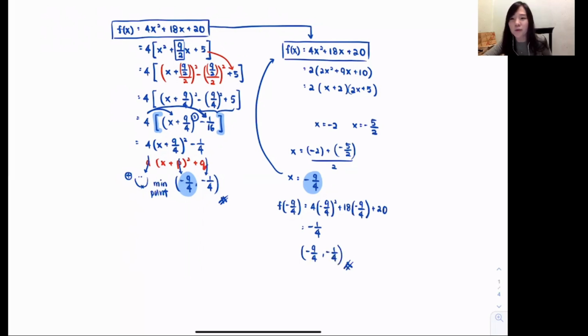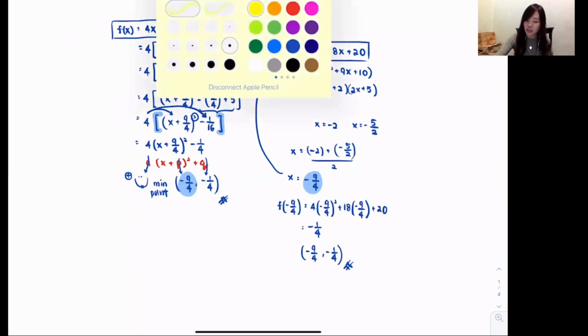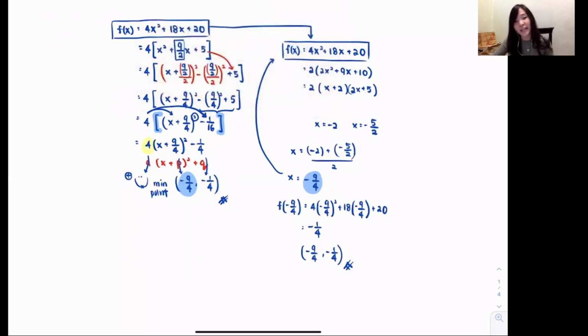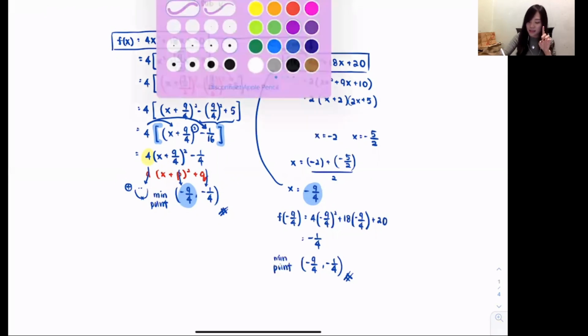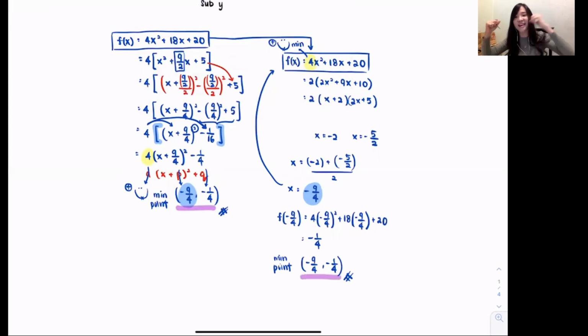But maybe you will ask, teacher, you won't know whether it's a maximum or minimum. Actually, you know, because maximum or minimum is based on the a for vertex form. But not just vertex form; general form a can also be used to tell whether it is a happy face or sad face. Positive 4 is obviously a happy face, so you know it is a minimum point. Done. And I repeat again, is the answer the same? Yes, exactly the same. So these two methods will definitely get back the same answer.